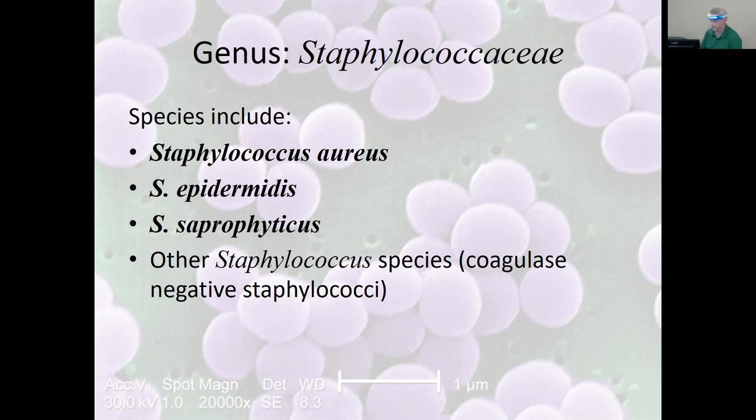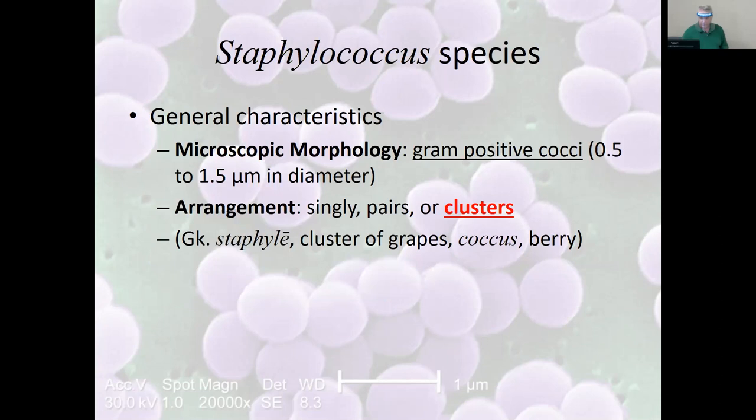So our general characteristics of Staphylococcus is that in the microscope, we will see gram-positive cocci, 0.5 to 1.5 micrometers in diameter, so that's the size. You've already seen that, right? On the gram stain, you saw that size under the microscope at 40x or 1000x. They're usually arranged singly, in pairs, or clusters. So clusters always come with the staph, because in Greek, staphyle means cluster, grapes. Okay, and coccus means berry, so we have a cluster of grapes, berries, you want to look at. So gram positive always makes fun, right, for staph, because it turns the cluster into purple grapes, right?